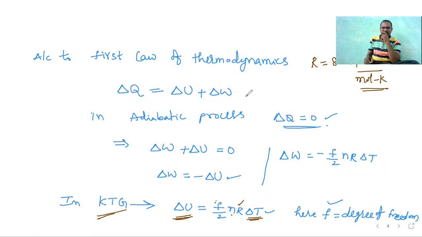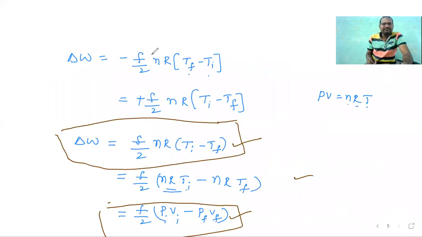Now thermodynamic processes. According to the first law of thermodynamics, we know delta Q is equal to delta U plus delta W. But in adiabatic process, delta Q will be equal to 0. So you will get delta W plus delta U is equal to 0. That implies delta W is equal to minus delta U. But delta U is equal to f by 2 nR delta T. So work done in adiabatic process becomes minus f by 2 times nR delta T.